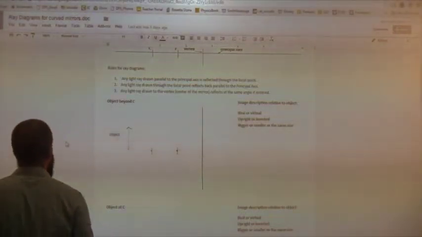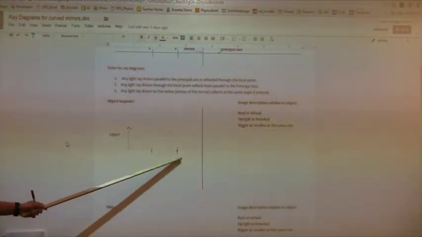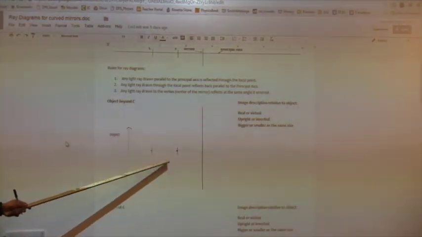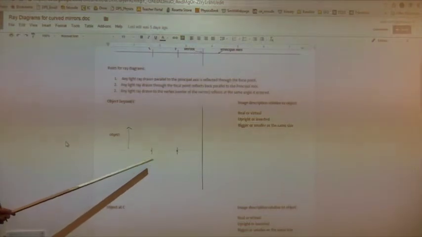And error like I did here to help you out. You have your focal point here. That's what we did with our last lab. We found the focal points, which is kind of a cool thing to do. Our center of curvature is right here.